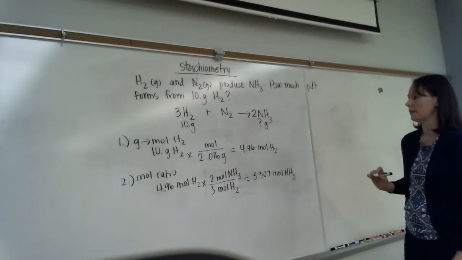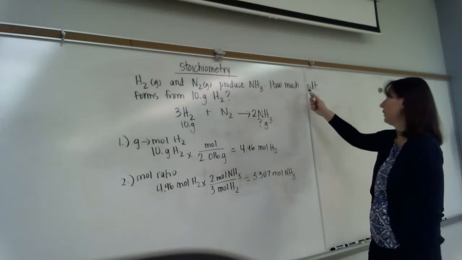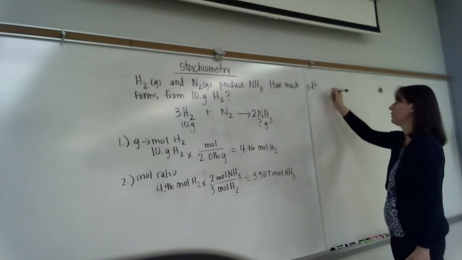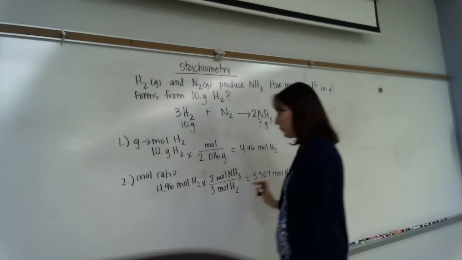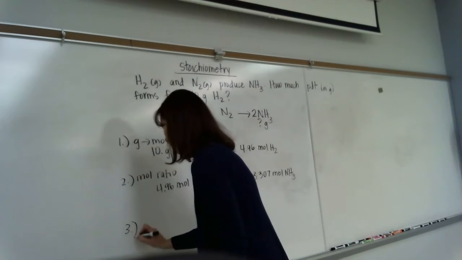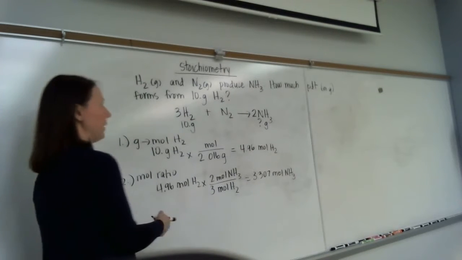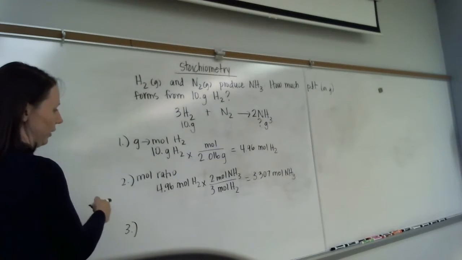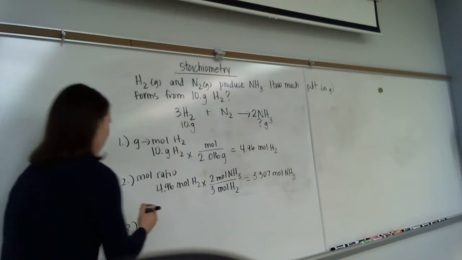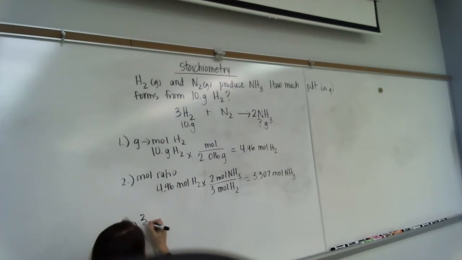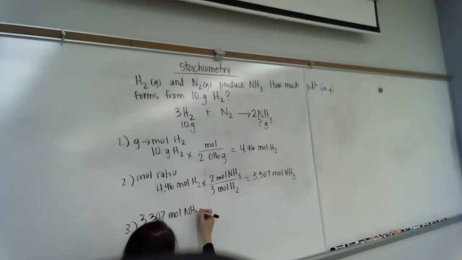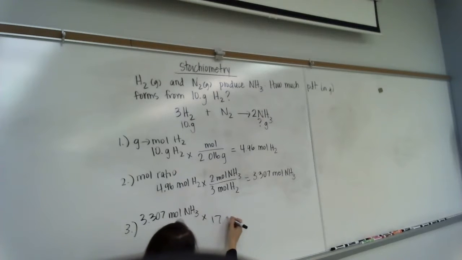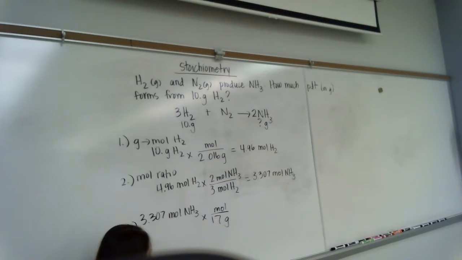And now my last step is the problem asks for how much product. I didn't say how much product, let's say in grams. So I convert moles back to grams because the problem dictates what I'm going to do in step 3. The problem asks what is the mass in grams, so I need to convert that to grams. So 3.307 moles NH3, 17 grams per mole. Yes, I know it's not technically 17 on the nose, but that's okay.